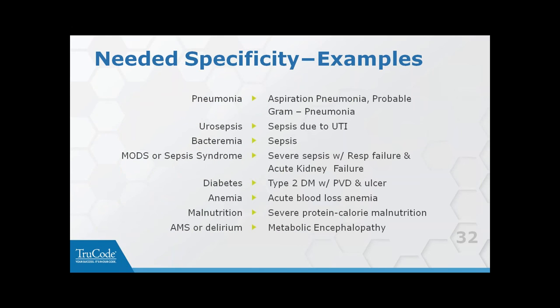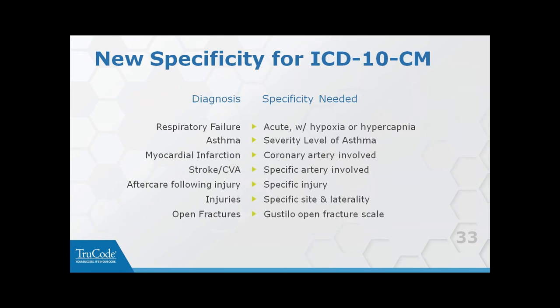These are some other things. Again, urosepsis is not even a term in ICD-10, and again, you need to look at some of the different official coding guidelines on how those are coded. Things that we're going to need more specific information on in ICD-10: respiratory failure, if it is with hypoxia or hypercapnia; asthma, we need the severity level, whether it's mild to moderate, intermittent or persistent; the heart attack, if we did a cardiac cath or CABG, if we know the coronary artery involved, that gives us a more specific code. The strokes or CVAs, again, when we do the procedures, we need to know the specific artery involved; injury, specific site and laterality; and those open fractures with the Gustilo open fracture scale. So those are some things that are new.